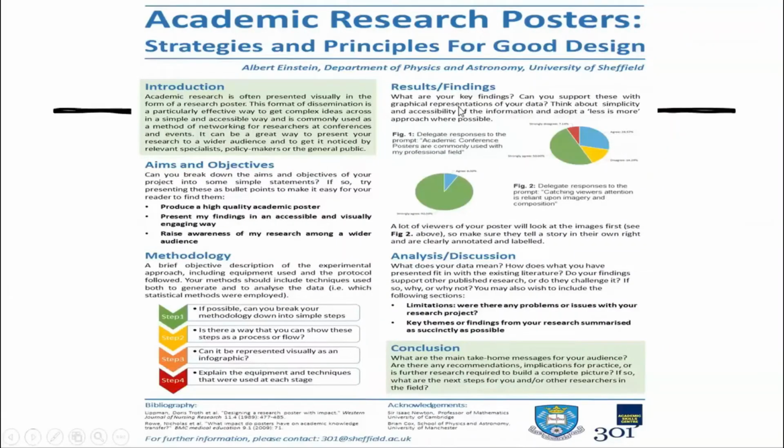So this is just a structure, but feel free to make some changes. Academic research poster, strategies and principles for good design. You have a main topic on top, and then a smaller topic, and then the author's name, the department, and the university. The introduction is just one small paragraph.